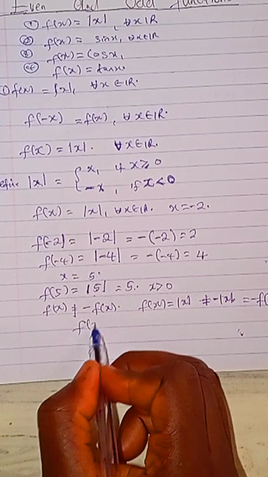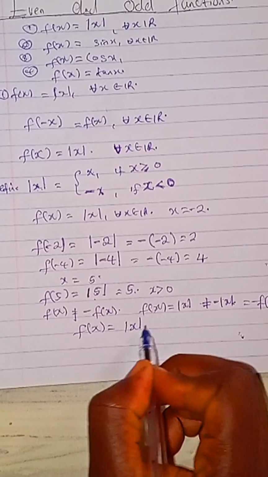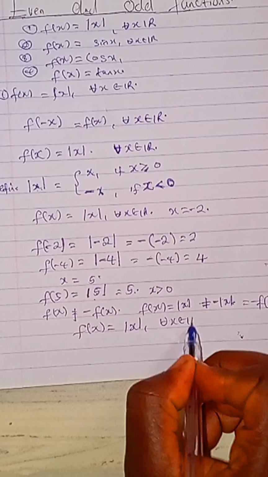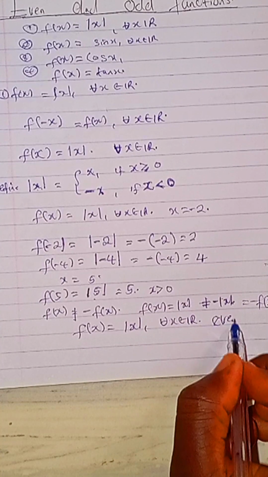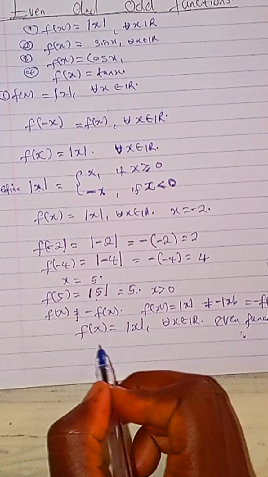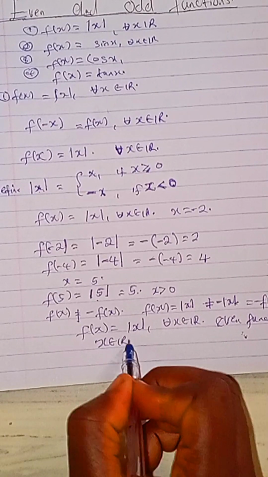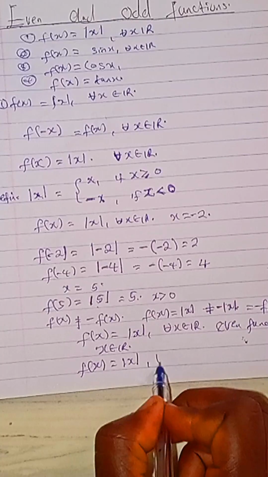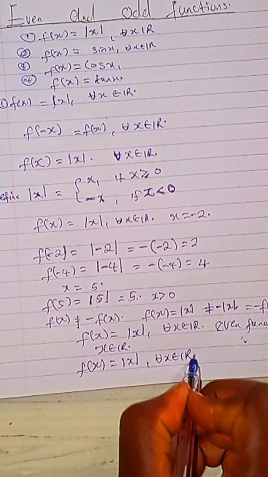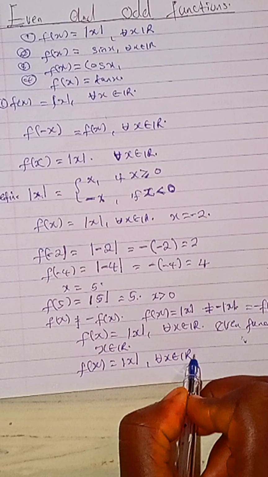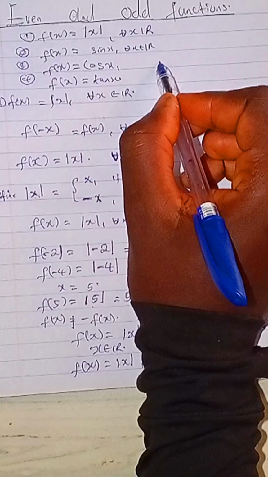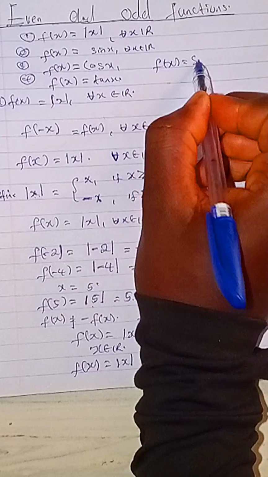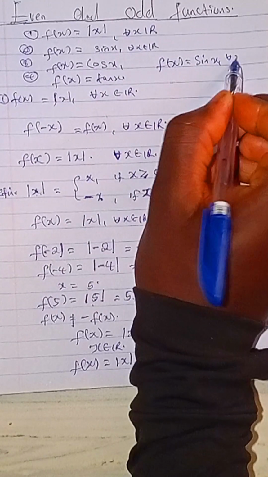So the function f of x equals absolute value of x for all x in R is an even function. For any x coming from real numbers, f of x equals absolute value of x is always an even function.